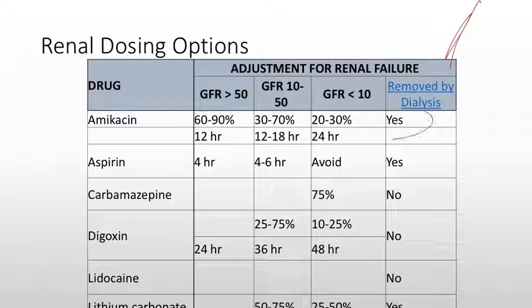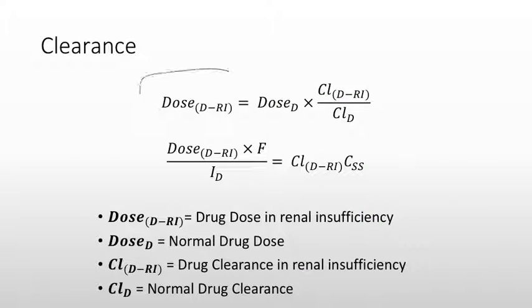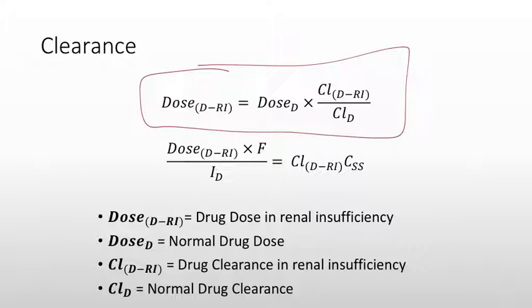So some drugs are removed by dialysis, other drugs are not. That means if somebody's on renal replacement therapy, if the drug is removed by dialysis, we need to know what to do in that situation. If it's not removed by dialysis, we also need to know to basically not give an extra dose. Now, a simplifying equation is that the dose you give during renal failure is equal to the normal dose of the drug divided by the ratio of the clearances.